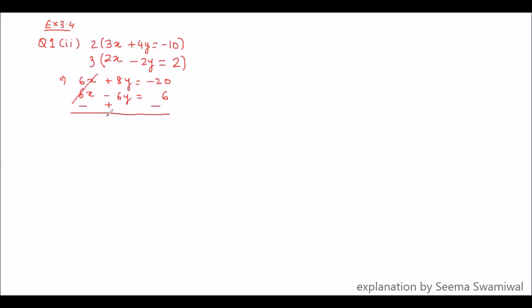X will get cancelled. Here 14y is equal to 14. I copied the question wrong. It was plus 10, so now it is 20. Therefore, y is equal to 14 divided by 14. y is equal to 1.